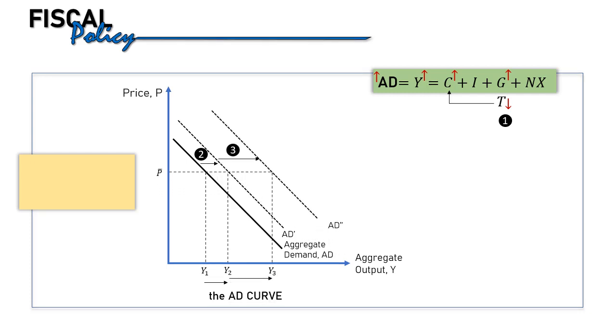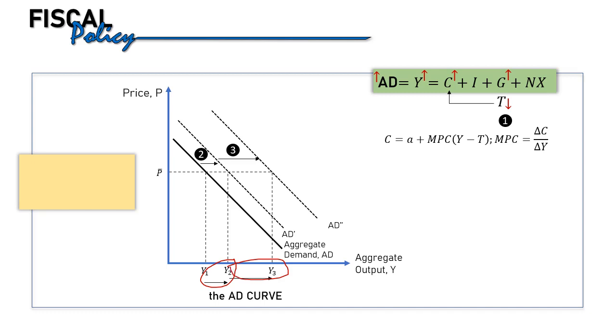It shifts the AD curve further to the right. So if G, for example, increases by 5 billion, Y will increase more than 5 billion for sure. As can be seen from here, this is the initial impact when G increases: Y increases from Y1 to Y2. And this is the multiplier effect: Y increases from Y2 to Y3.